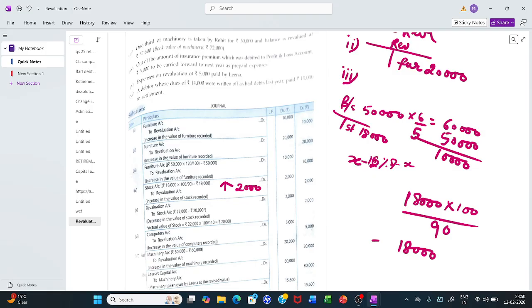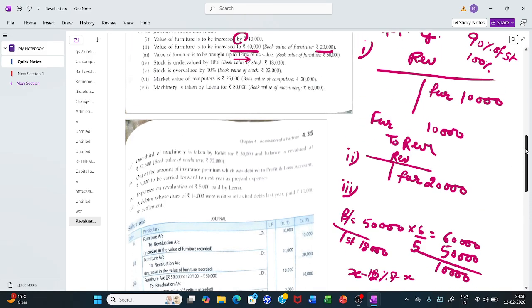Let's come to the next one. There is a slight change in the wording. They say that the stock is overvalued. Here it was undervalued; here it is overvalued by 10%. They have given the stock at 22,000, overvalued by 10. 100 plus 10 is 110, so this is 110%.